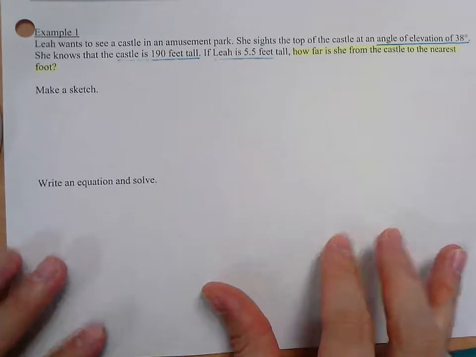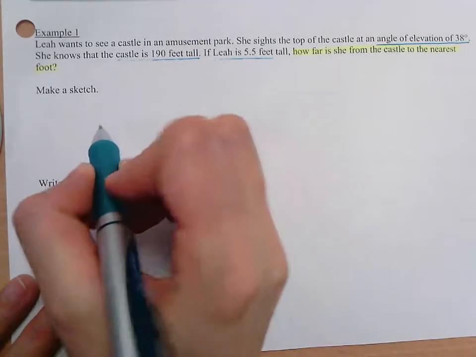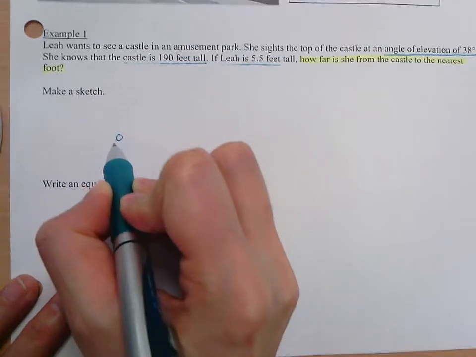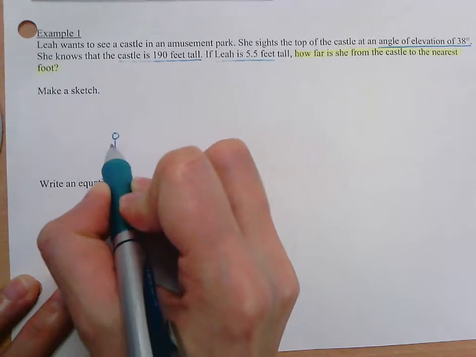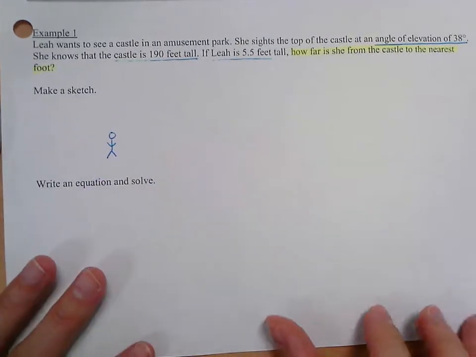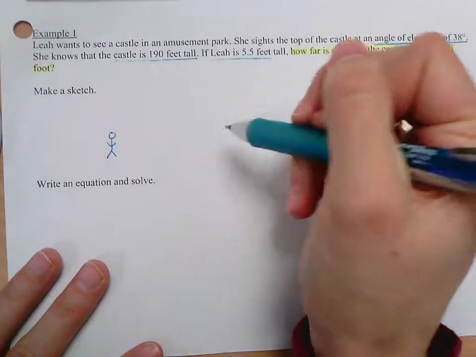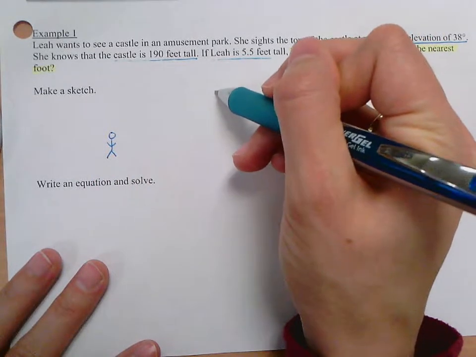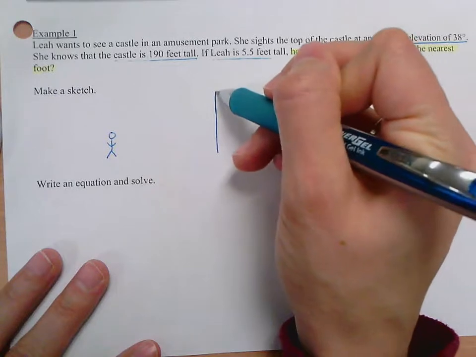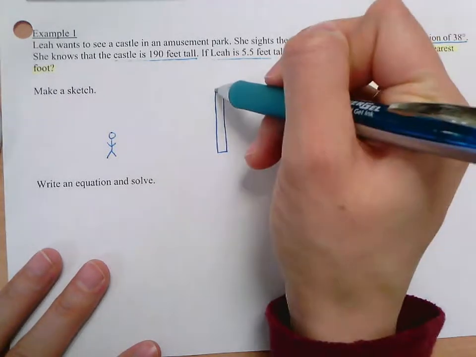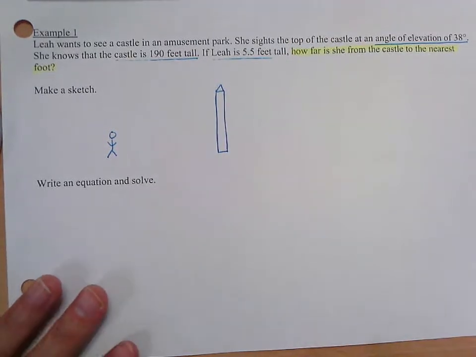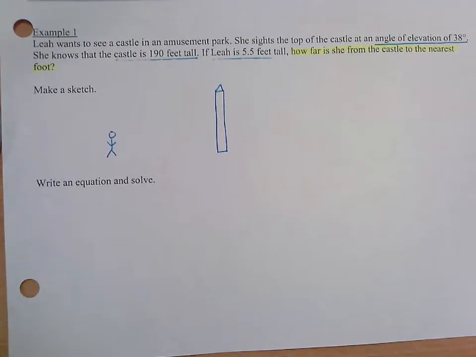So if I were to draw this, I'm going to say Leah's standing somewhere over here. Okay, that's Leah. Then she's standing away from the castle. So I'm going to say the castle's over here. This is going to be my castle for right now. There's my side view of my castle, little tower.